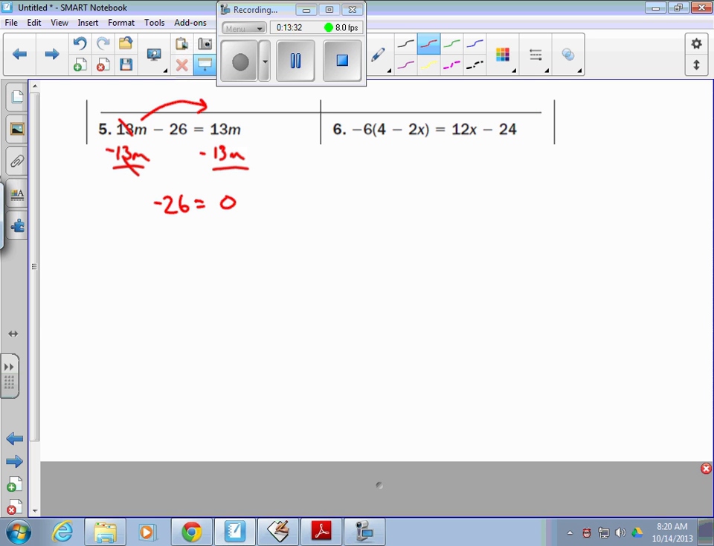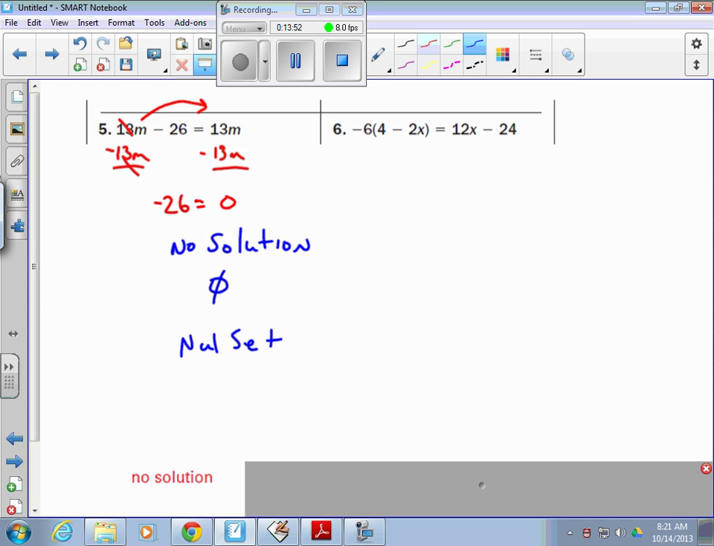You have to check this one's truth value. Is this one a true statement or not? Is negative 26 equal to 0? No, it's not. So there is no solution for this one. Remember, you could write it as no solution, you could write it as that, or null set. All means the same thing. There's no value for m that gives you a true statement there.